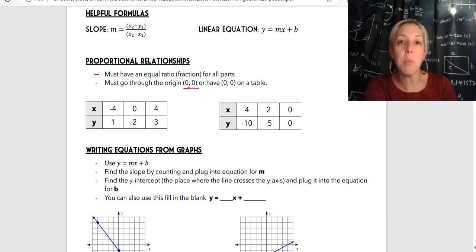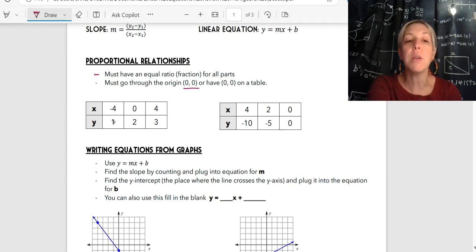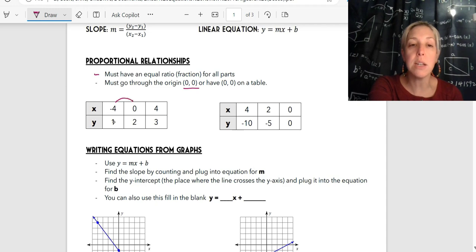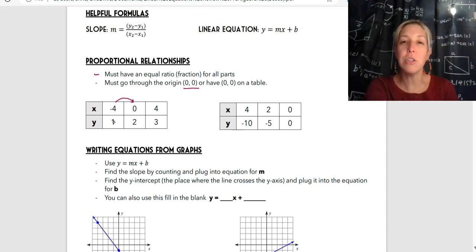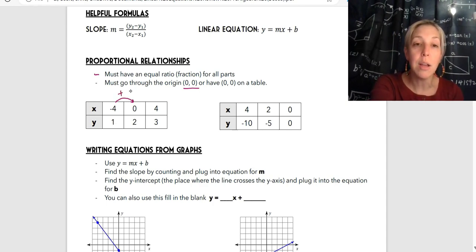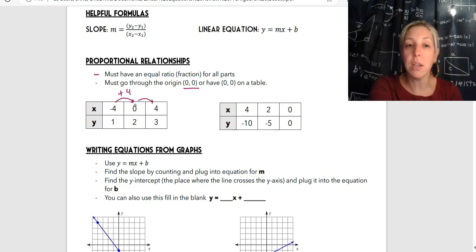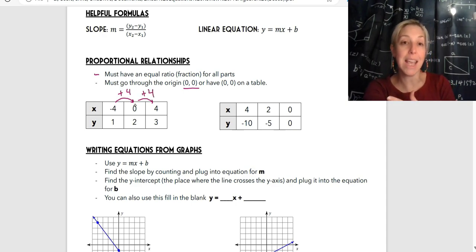So there's 2 different ways, actually there's more than 2, but I'm going to show you 2 different ways that you can figure out if something has a proportional relationship. So if we look at this table, from -4 to 0, you can think, how would I do that using math? How would I go from -4 to 0 using math? Well, the answer is you would add 4. And to go from 0 to 4, you would also add 4. So that number is the same. So far, so good. We're proportional.